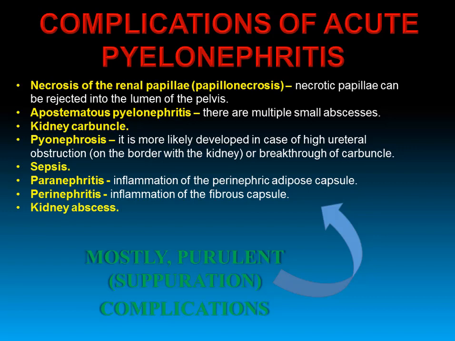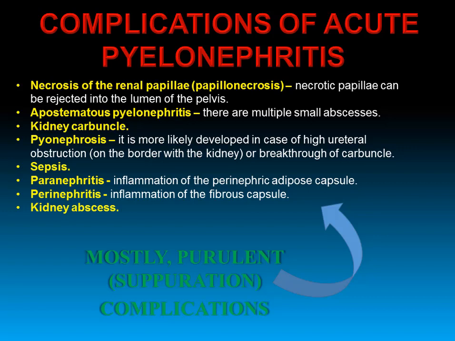Pyonephrosis is filling of the pelvis with pus, and pyonephrosis can be seen in high ureteral obstruction and as the result of breakthrough of a carbuncle of the kidney. In this case, the fibrous capsule is preserved, renal substance is replaced with pus because of destruction of renal substance, and this pus is accumulated inside the pelvic calyceal system.